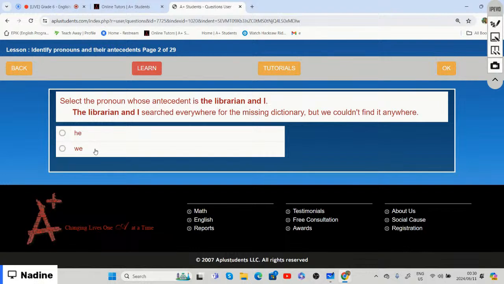So if we select the pronoun within the sentence that refers back to the librarian and I, is it he or is it we? We now need to select the pronoun that refers to the librarian and I.